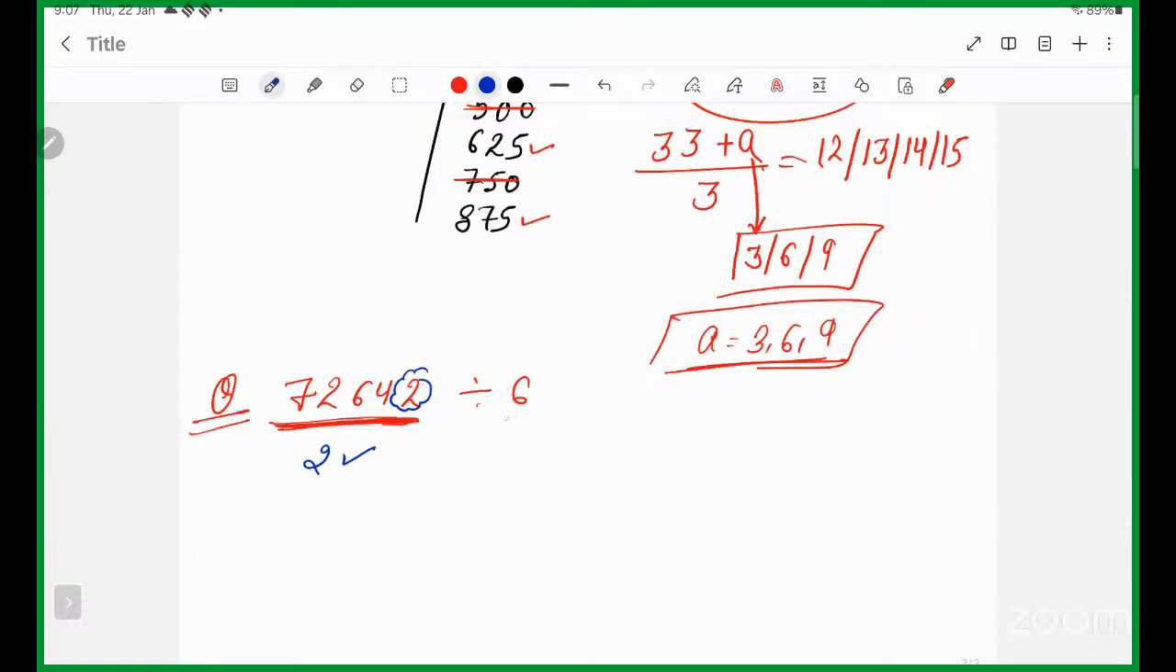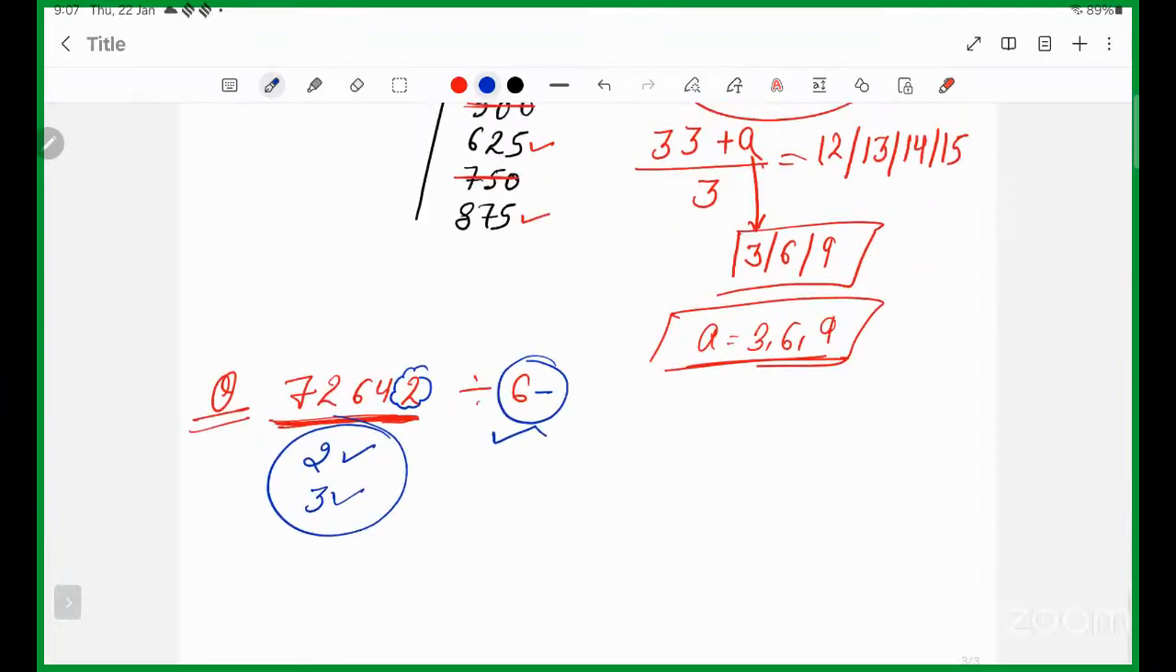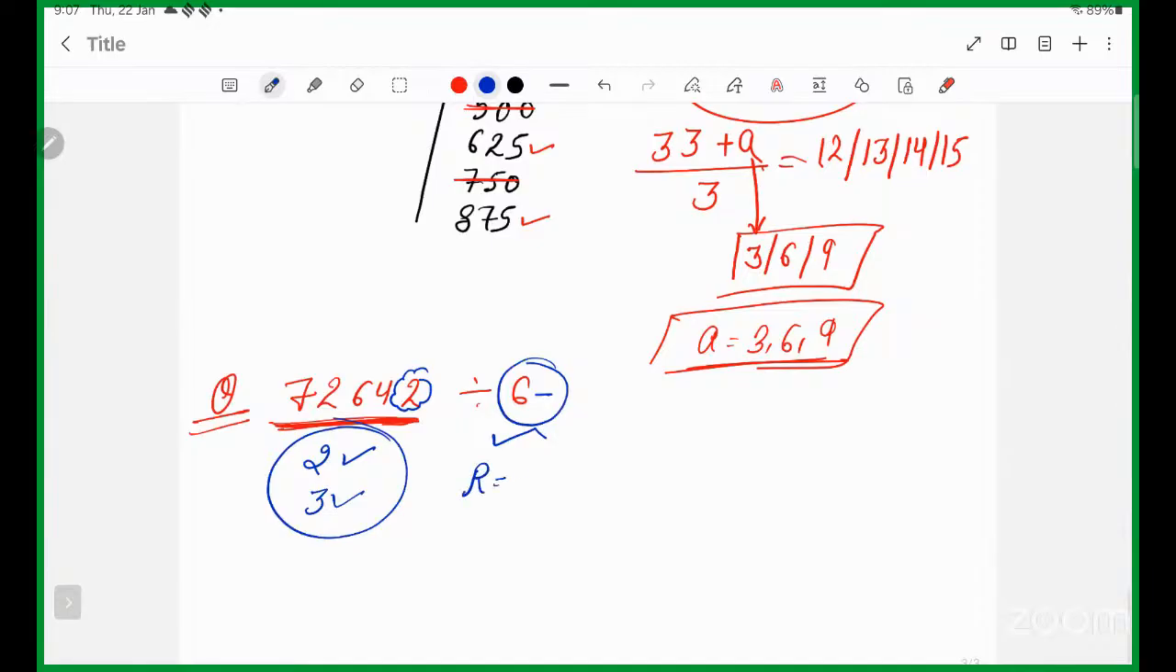Now, next is I will check whether it is divisible by 3 or not. So the sum is 21. So this number is also divisible by 3. So I can say that this total number 72642 is divisible by 2 and 3. Then this number will also be divisible by 6. Okay. So here remainder will be 0.